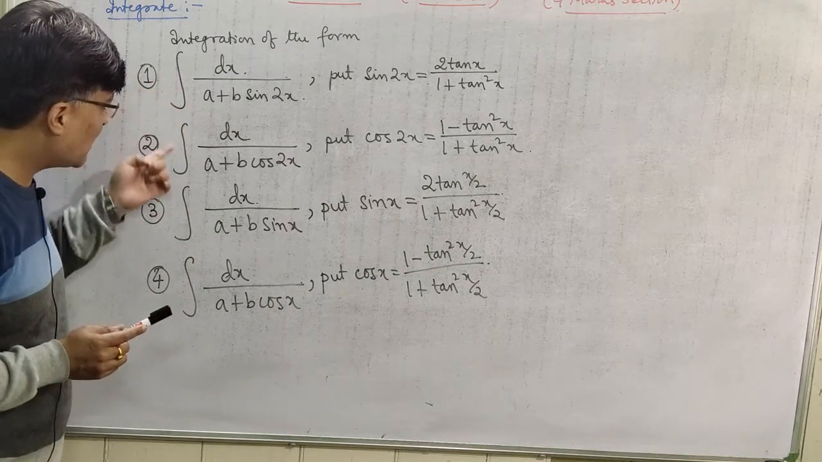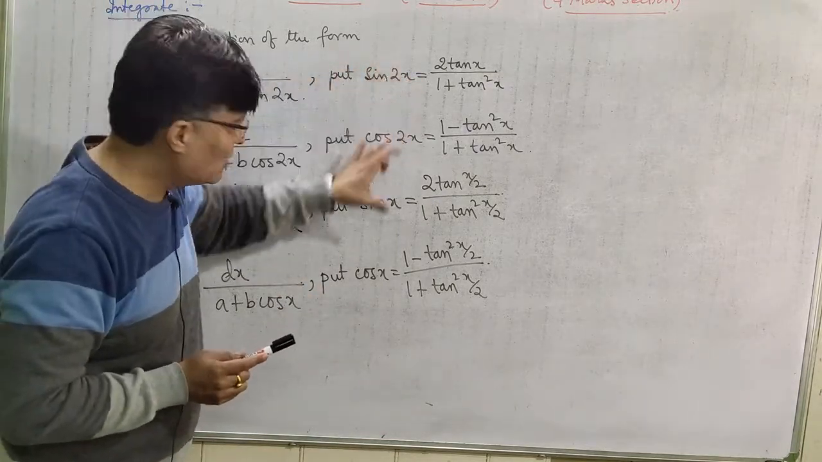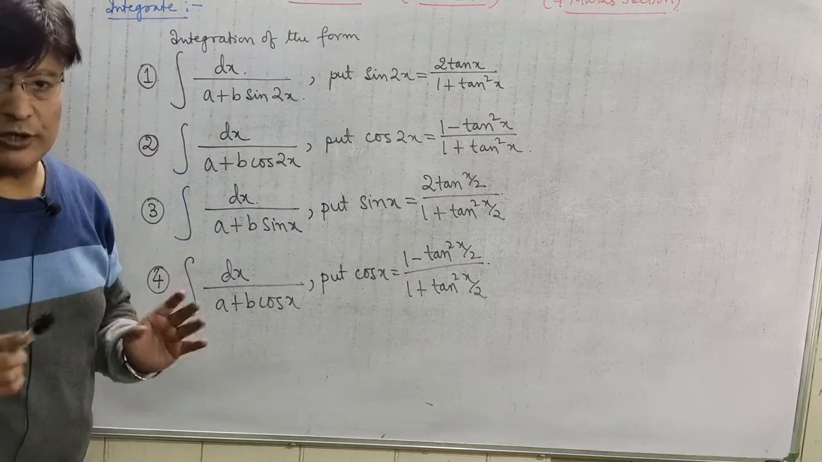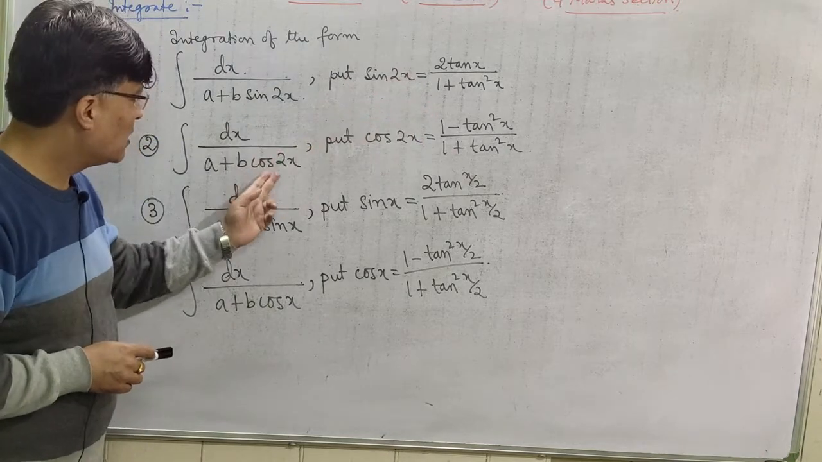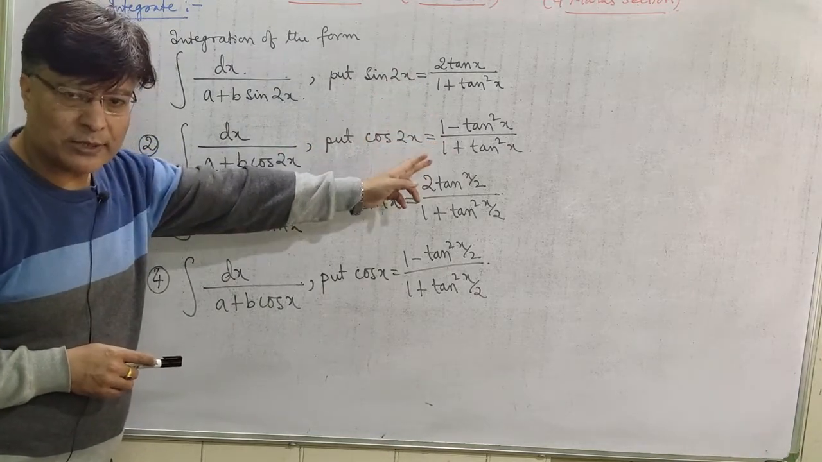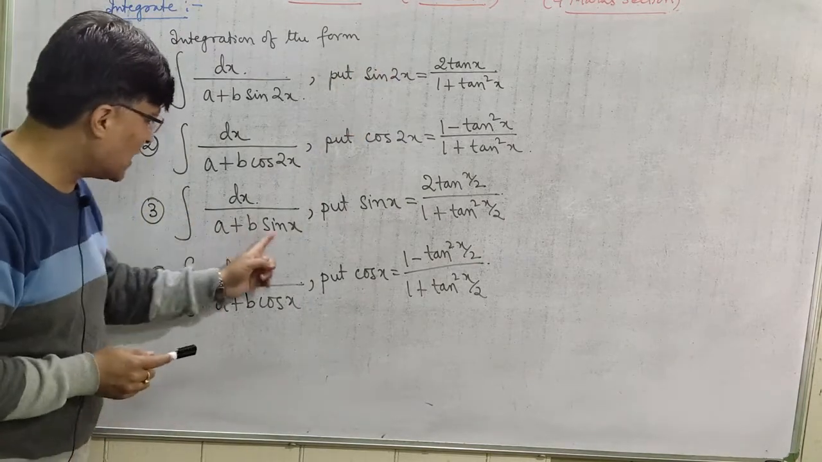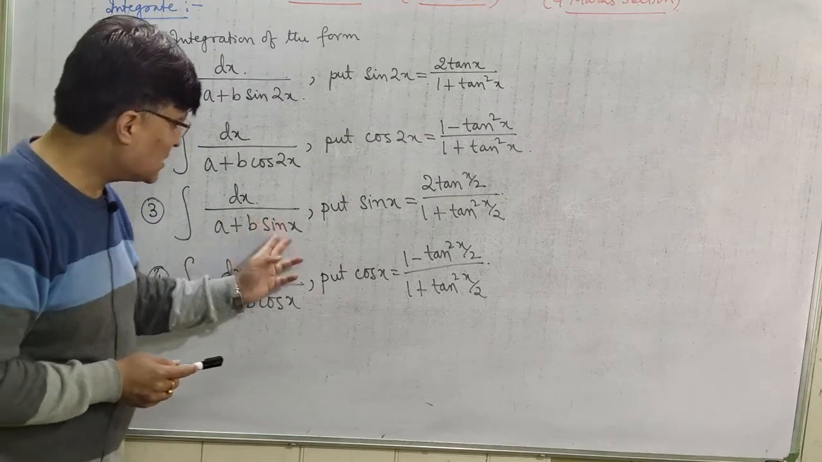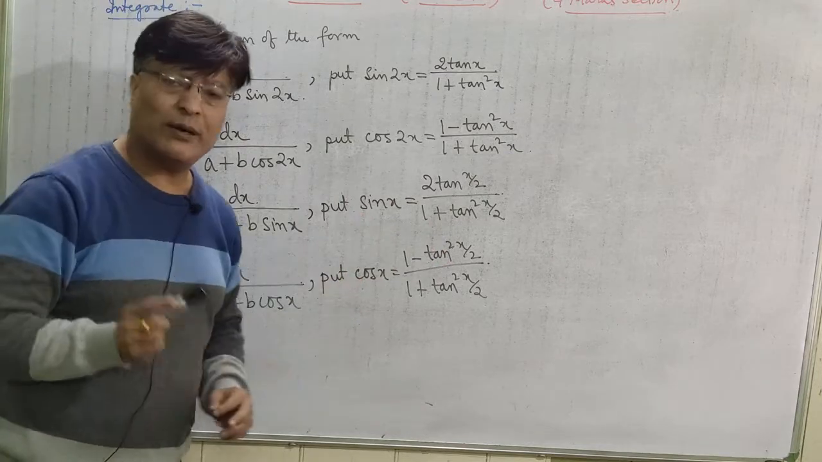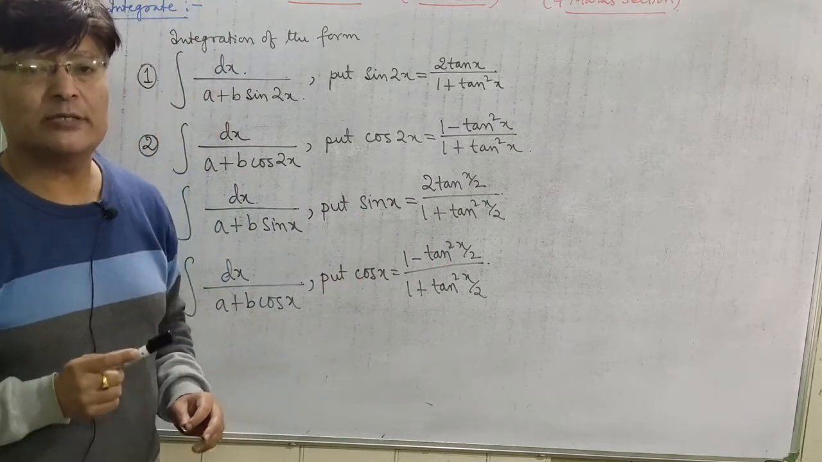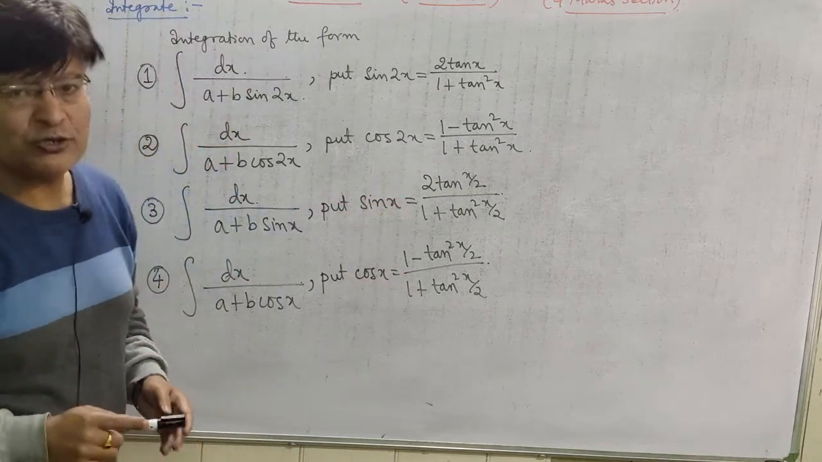Whenever you have such type of integration, we can use these formulas. The first two are from multiple angles and the other two are from submultiple angles in trigonometry. Sine 2x is equal to 2 tan x upon 1 plus tan square x. Cos 2x is equal to 1 minus tan square x divided by 1 plus tan square x. These two are the formulae from multiple angles. And sine x is equal to 2 tan x by 2 upon 1 plus tan square x by 2, and cos x is equal to 1 minus tan square x by 2 divided by 1 plus tan square x by 2. These two are the formulae from submultiple angles in trigonometry.